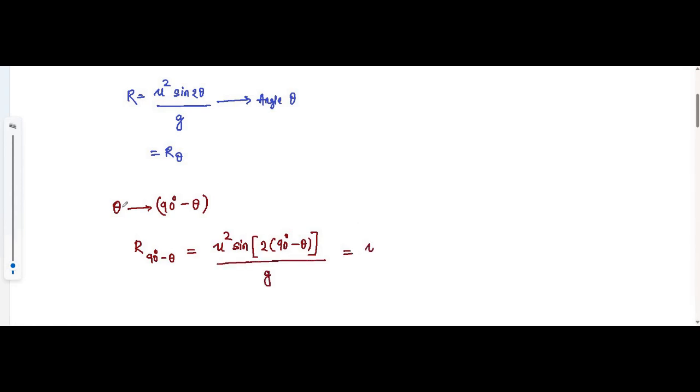Which is equal to u square sine of 180 degree minus 2 theta by g. 2 into 90 degree is 180 degree, 2 into theta is 2 theta. Now we all know sine 180 minus anything is equal to the same, according to the ASTC rule, sine is positive. So here it will be equal to u square sine 2 theta by g.